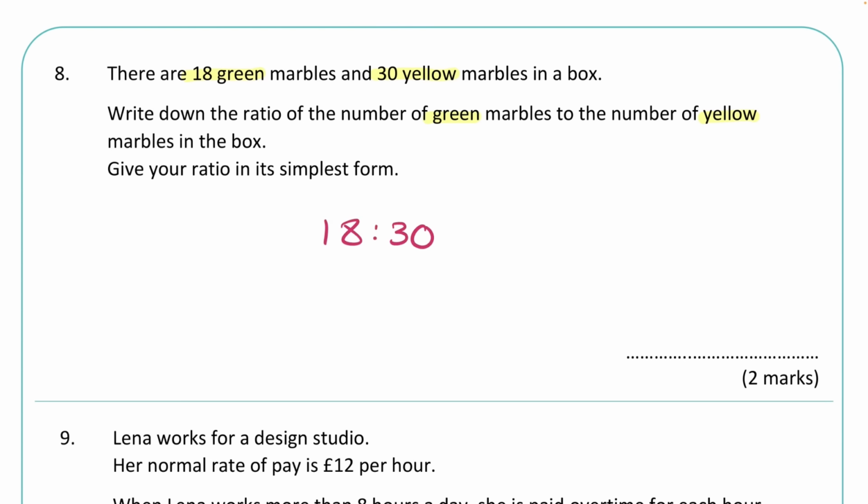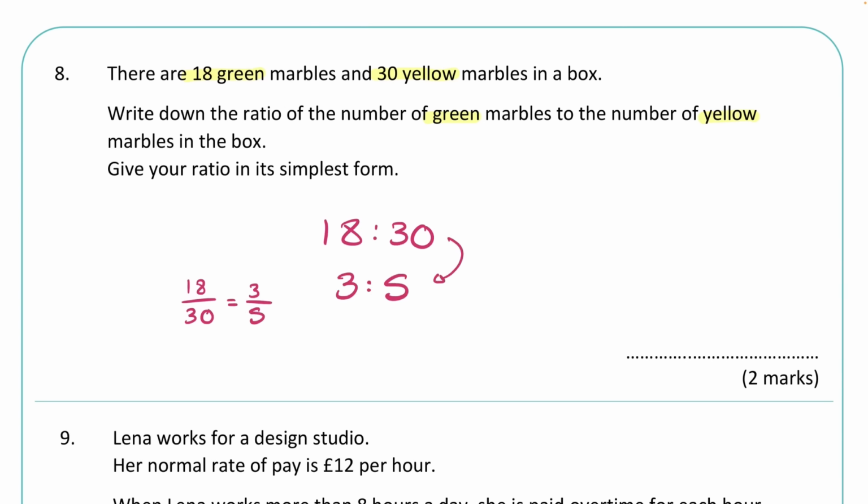30. And we need to simplify this ratio. Simplifying a ratio, really nice on a calculator because I can write it as a fraction, 18 over 30. And that will simplify it for me. So if I do 18 on the top, 30 on the bottom, it comes out as 3 over 5, which just means the 3 goes where the 18 is, and the 5 goes where the 30 is.